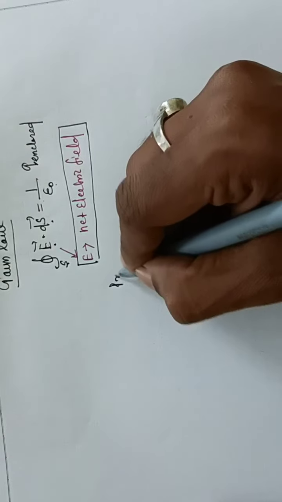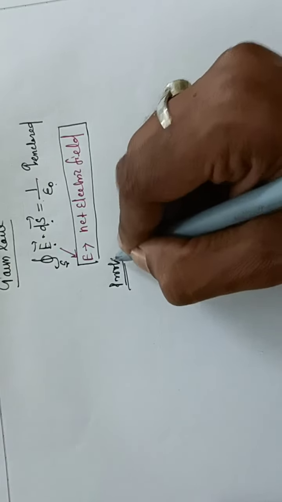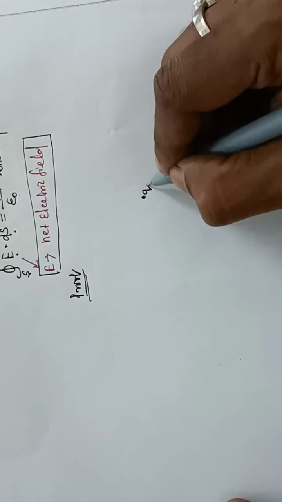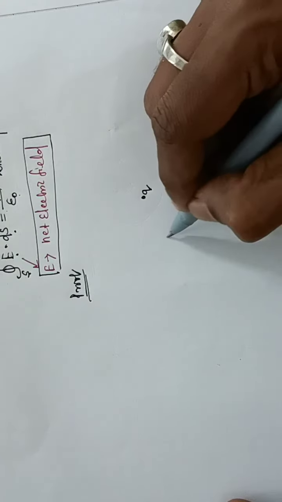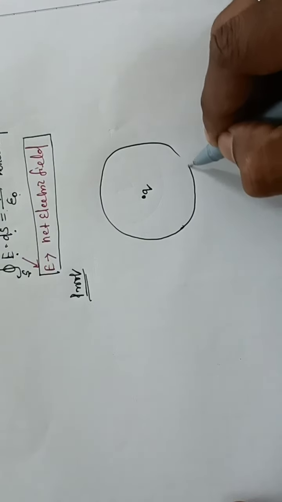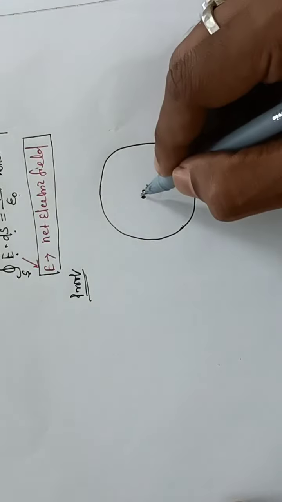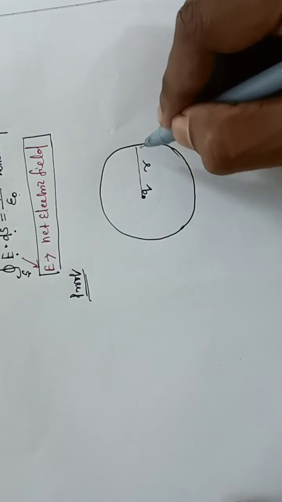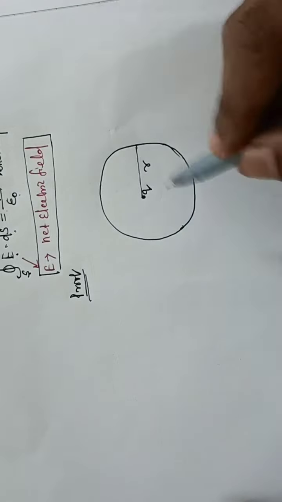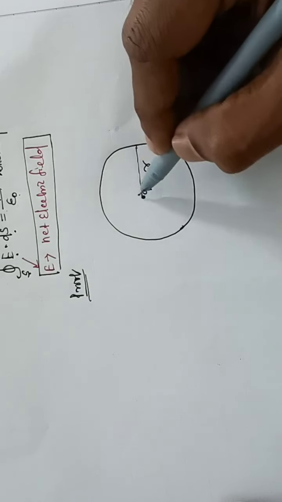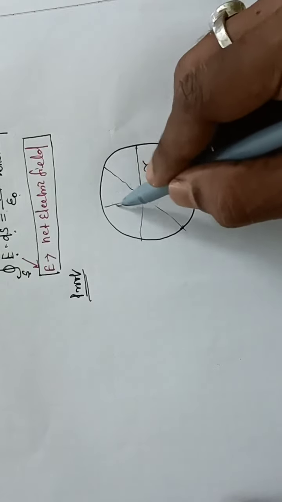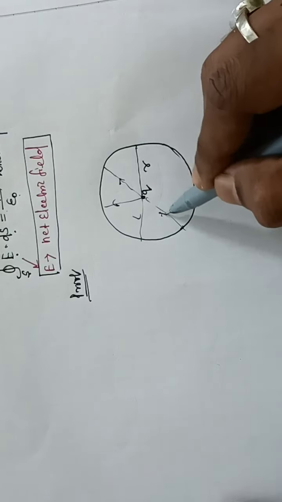How to prove this statement? Let's prove it. This is a charge q which is enclosed within a Gaussian sphere. The Gaussian sphere is like this, and the radius of this Gaussian sphere is r. This is a positive charge, so definitely the field lines are radially outward. Everywhere the field lines will go like this. Everywhere the field lines are radially outward.